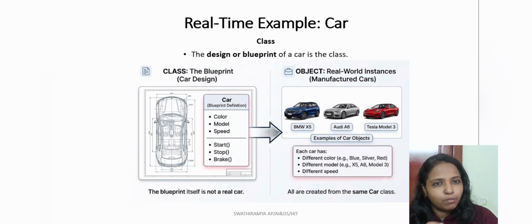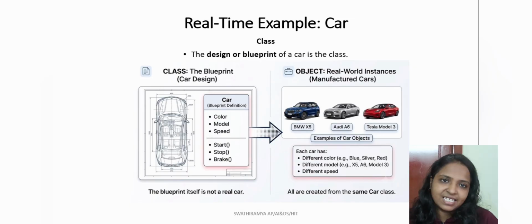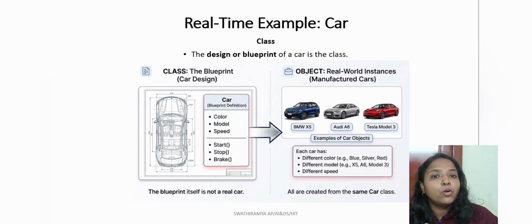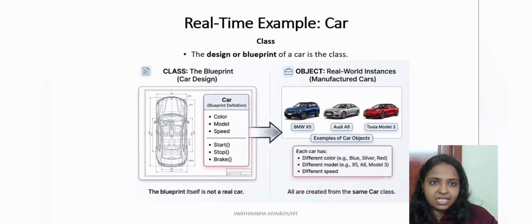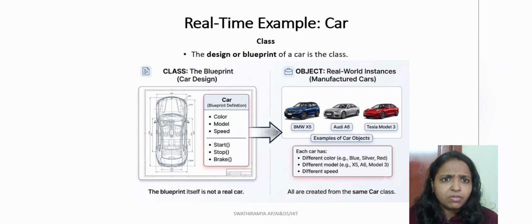So before manufacturing a car, we need a design or a blueprint for that car. The blueprint describes the properties of the car that we are going to manufacture. That is, it will describe how the car should be: the color of the car, the model of the car, how the speed should be, and the fuel type. All the specifications should be there in the design or blueprint of the car to be manufactured. That is like creating the class. So the class will give you the design or the blueprint of the car that we are going to manufacture.